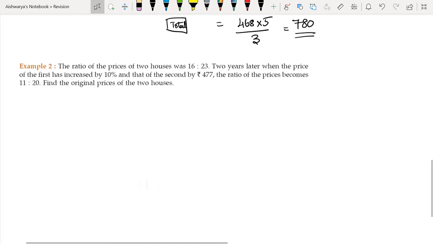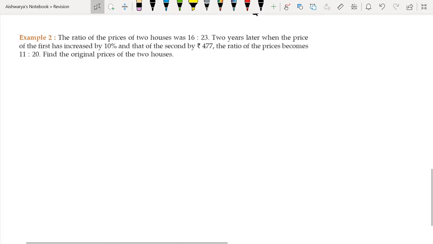Okay, this is the next one. Again, a little bit unique question that I have picked up. The ratio of the prices of two houses was 16 is to 23. 2 years later, when the price of the first has increased by 10% and that of the second by rupees 477, the ratio of the prices becomes 11 is to 20. Now find out the original prices of the two houses.